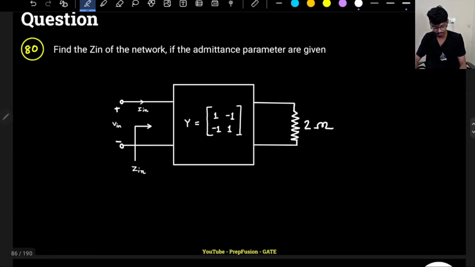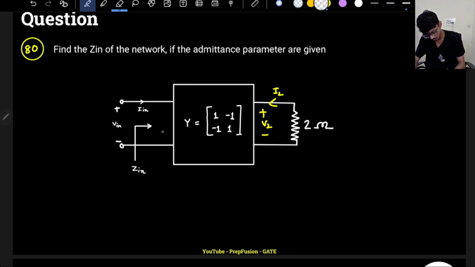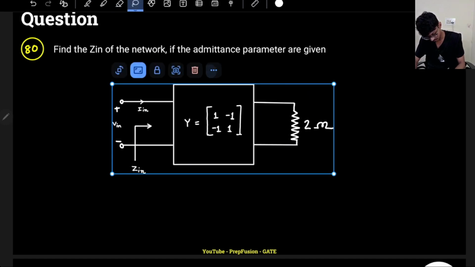So I have another equation. My port current is here. What is the voltage drop across the resistor? Remember, this is my V2 and this is my V1, correct? Let me not annotate on this; let me copy this thing.